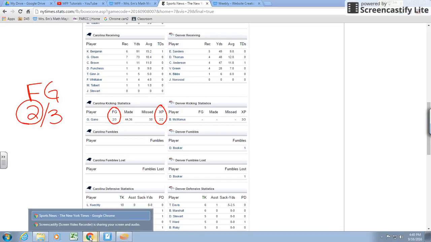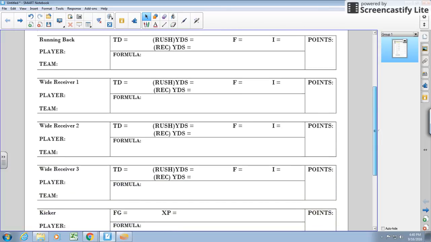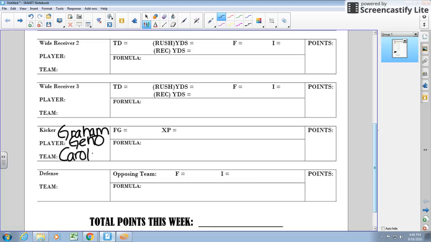So now you're going to go back and you're going to look at your sheet. Your sheet gives you a kicker formula. So this is specific to that position. So the kicker is listed at the bottom. So we're going to scroll down and we're going to look at the kicker. So we had Graham from Carolina. Okay. So field goals, it said 2 out of 3. Well, 2 out of 3 means he only made 2.